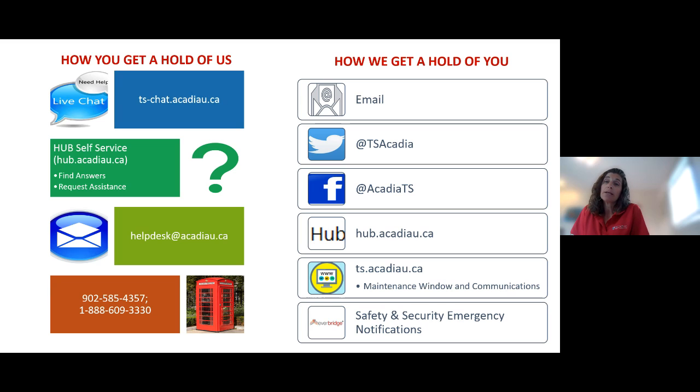You can send an email to the service desk or you can call. So those are the ways that you get a hold of us, and then there are ways that we get a hold of you. So we've talked about email. You can follow us on Twitter or Facebook. All of our maintenance, all of our scheduled maintenance outages, unplanned outages, service notices, and tech tips all go on Facebook, Twitter, and our website. So if you're ever looking for information, those are three places to go look, and the hub.